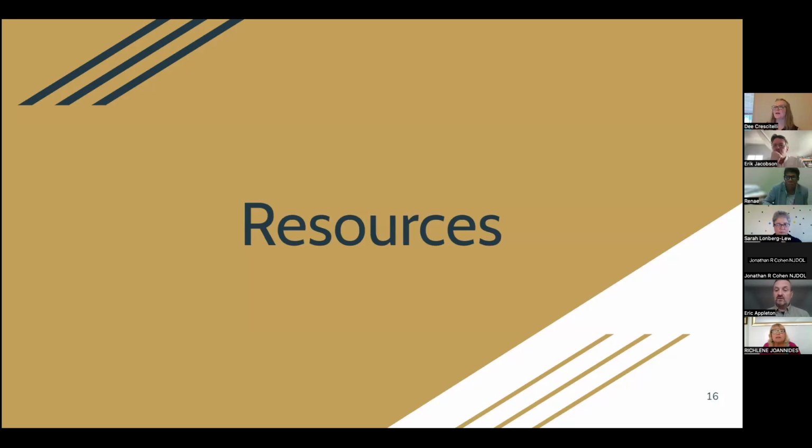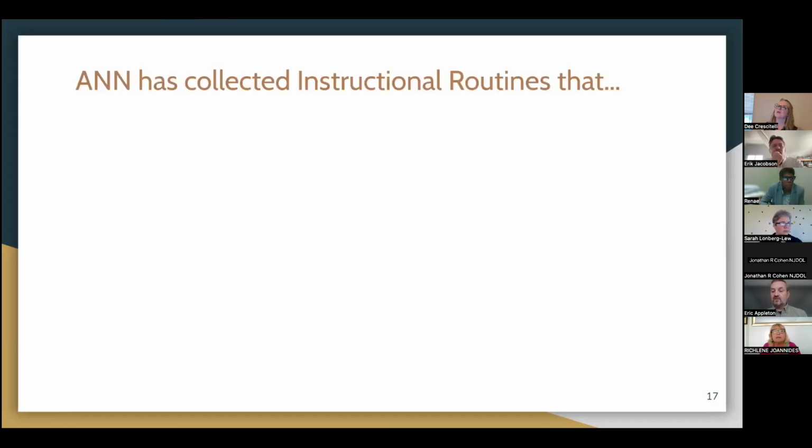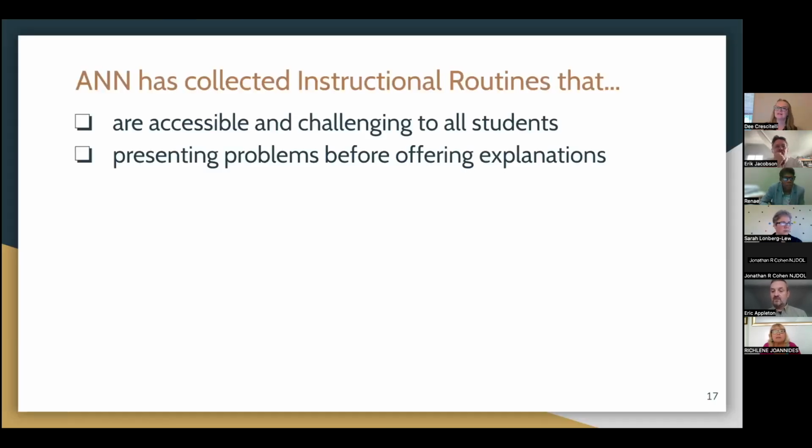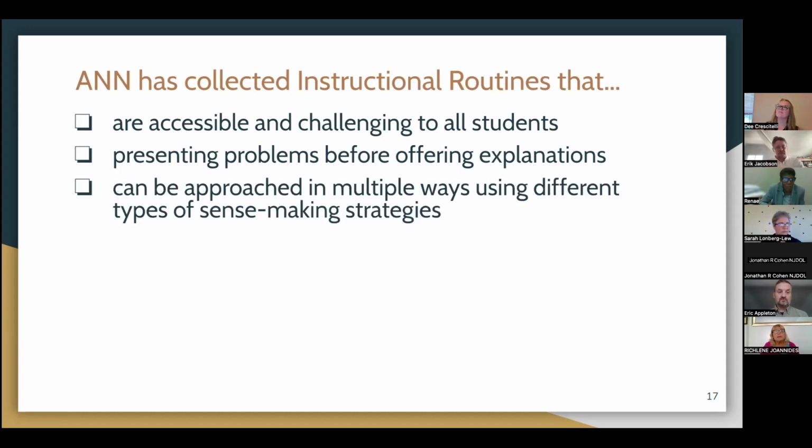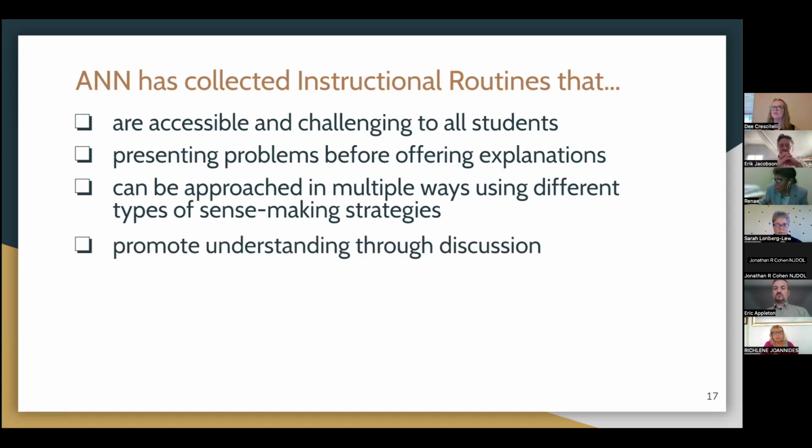So let's talk about some resources. The Adult Numeracy Network has collected instructional routines that are accessible and challenging to all students. We shared 3 of those with you today. They're about presenting problems before offering the explanation, so they give folks an opportunity to work through them. They can be approached in multiple ways using different types of sense-making strategies. So students coming from all sorts of different backgrounds and levels of already understanding mathematics have ways in to do them. They promote understanding through discussion.